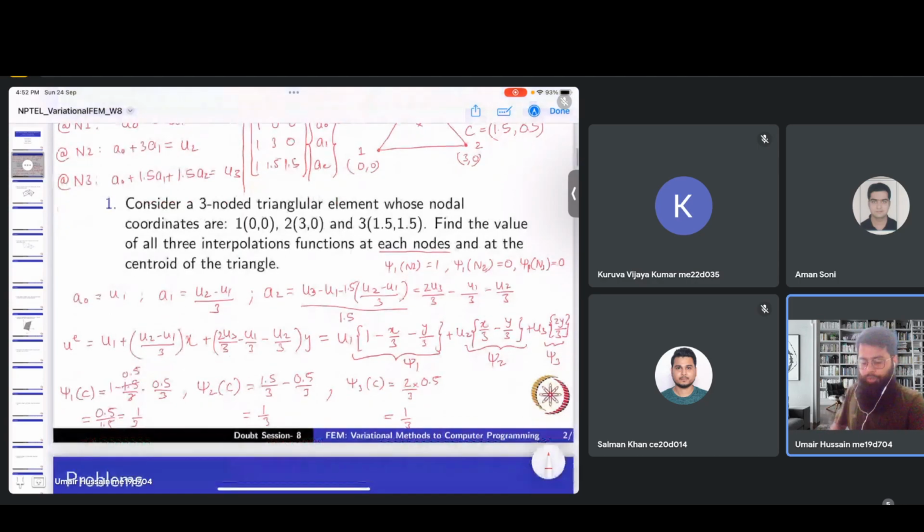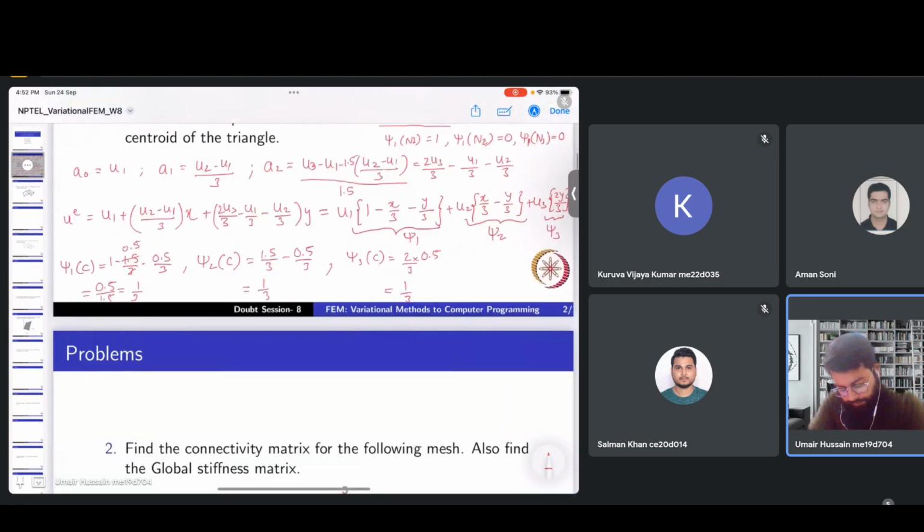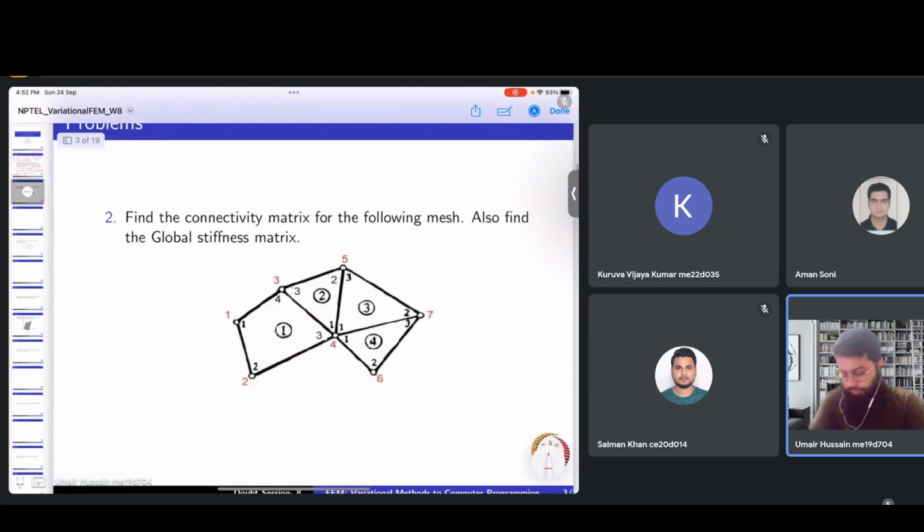Okay, so I hope this was clear. Okay, so find the connectivity matrix for the following mesh. Also find the global stiffness matrix.